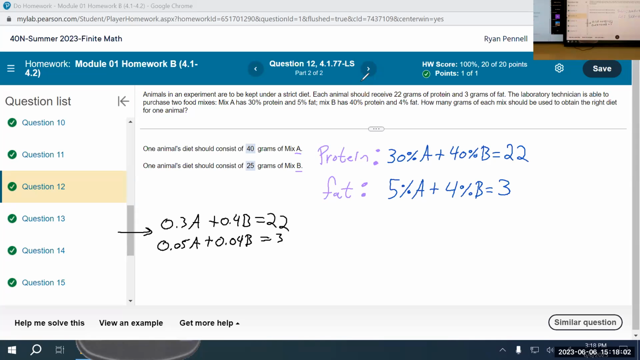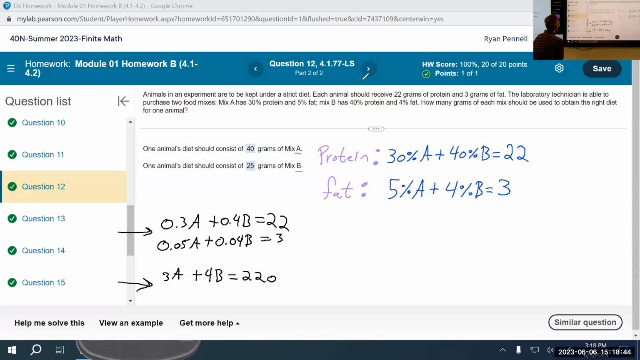If we want to use elimination method and we don't want to use decimals, we could move the decimal. We just have to move it for everybody. And that might make it a lot easier. So with that top equation, I have 0.3, 0.4, 22. I can move the decimal once for everybody, and it would be the same ratio. I can multiply everybody by 10. So that would be 3a plus 4b equals 220.